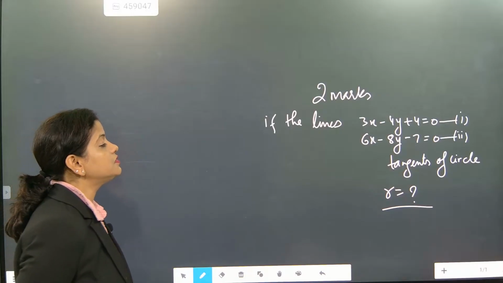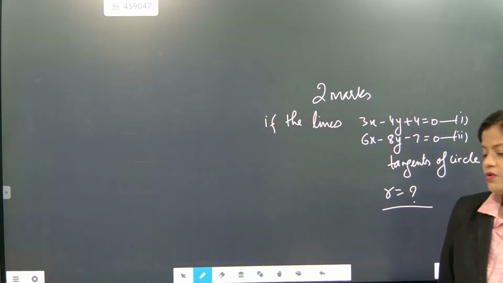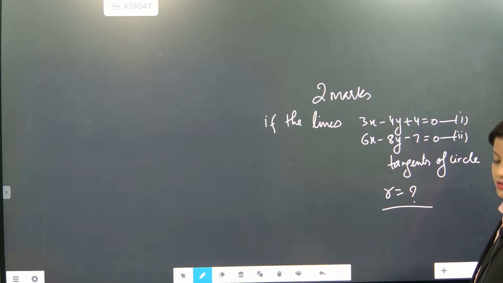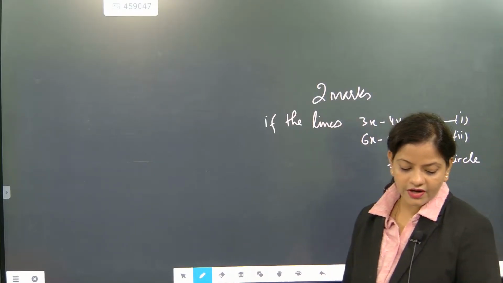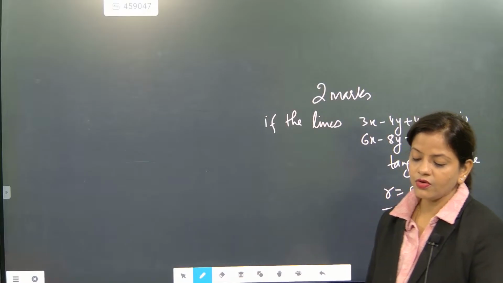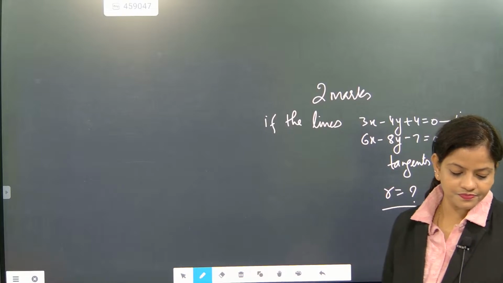How to deal with this question? This is a very good question. They are tangents, and we know the tangents touch the circle. So if these lines are the tangents to a circle, then find the radius of the circle. This is a very short question. Let's see how you are going to handle it. Try this question on time.